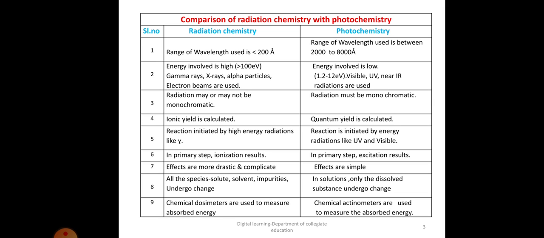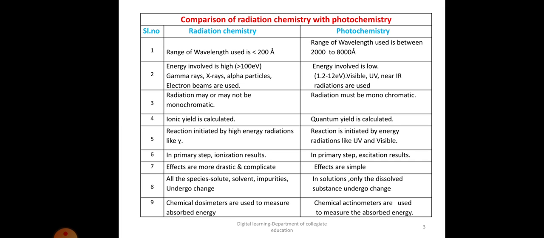Gamma rays, X-rays, alpha particles, electron beams are used. In photochemistry, energy involved is low, that is 1.2 to 12 electron volts. Visible, UV, near IR radiations are used. In radiation chemistry, radiation may or may not be monochromatic, whereas in photochemistry, radiation must be monochromatic.